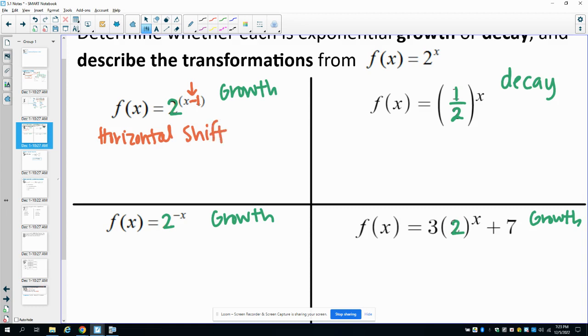And then remember, anytime that it's impacting the domain, it does the opposite of what it looks like. So this is going to be a horizontal shift to the right 1 unit.